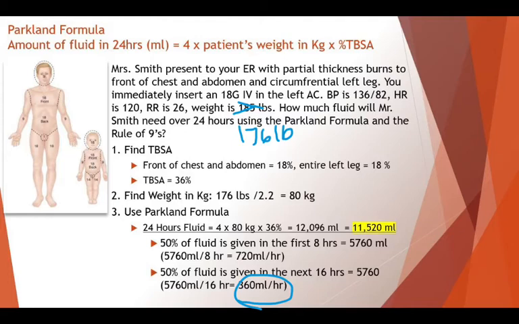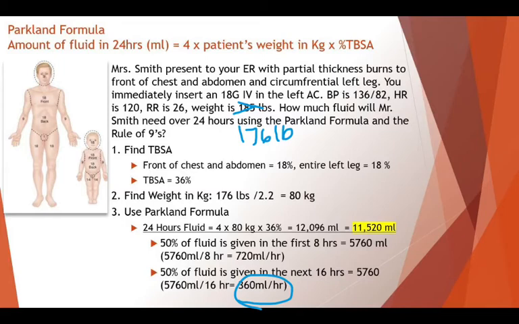The math is easy, 4 times kilos times body surface area. But you're going to need to be comfortable. I'm not going to give you the Parkland formula. I'm not going to give you the total body surface area map. So get comfortable with doing the total body surface area, because I will give you a question, just like at the top there, where I'm going to tell you what is burned, and you will have to figure out the total body surface area. The math itself is very easy, 4 times kilo times total body surface area.